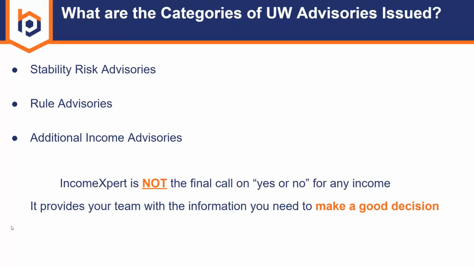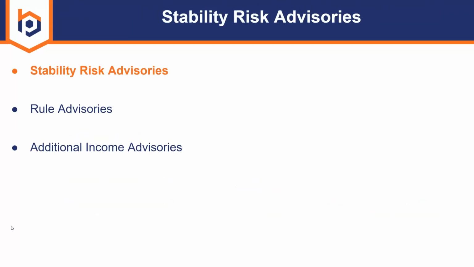Now, the income advisories are broken down into 3 types: stability risk advisories, rule advisories, and additional income advisories. Keep in mind, IncomeXpert is not the final call on a yes or no for an income. It provides your team with the information you need to make a good decision. Let's review stability risk advisories.